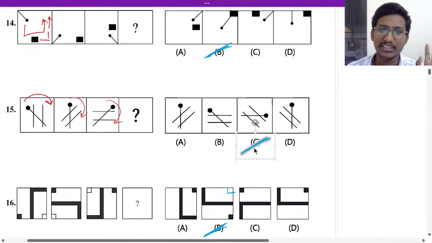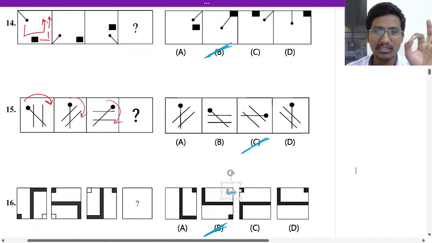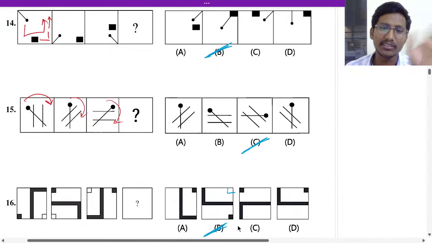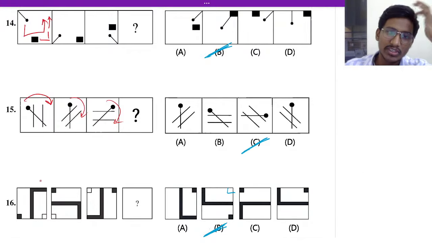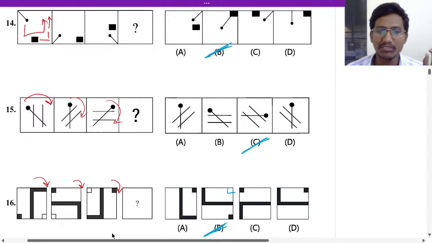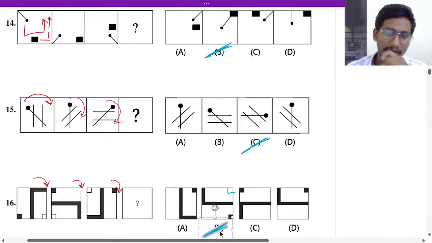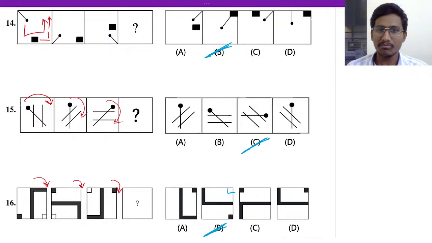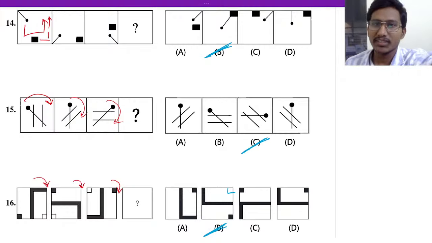Okay, 15th is C. Now 16th, there is one square missing, but fine, the closest answer is option B only, right? So this is what? Rotated. L is rotated, the whole figure is rotated here. So if you rotate, you will get option B as the correct answer. L will be pointing upward. Okay, 16th is option B here. Got it?